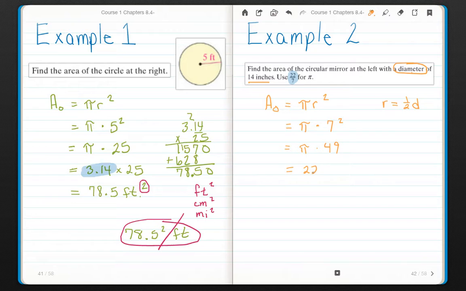So now we're going to bring in our fraction. 22/7 times 49 over 1. I'm going to cross cancel because 7 goes into 49 7 times. So I'm left with 22 times 7, which is 154. My units are in inches. So 154 inches squared.